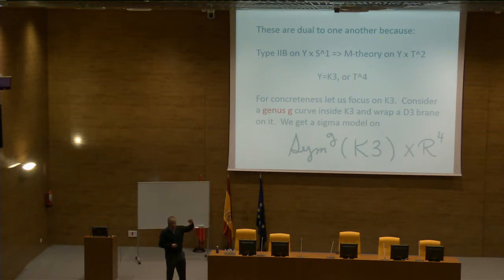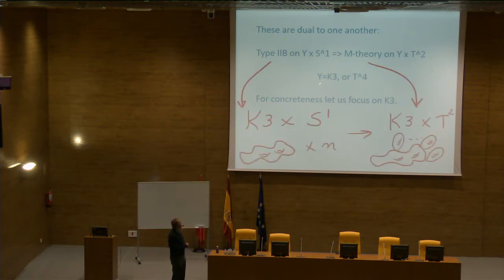So in other words, you take a D3 brane on a Riemann surface, and you get a 1+1 dimensional theory left over. It's a sigma model whose target space is the symmetric product of K3 to the power of g, where g is the genus of the curve, times an extra R4, which is the transverse dimensions to the string. This is the moduli space.